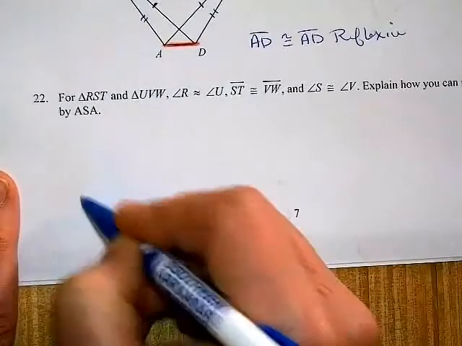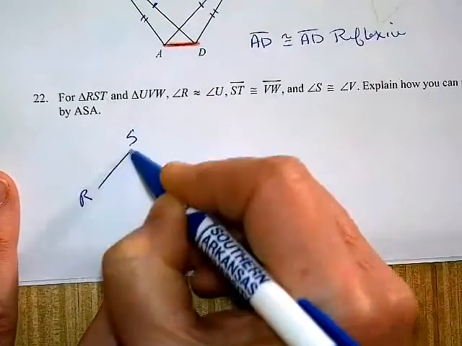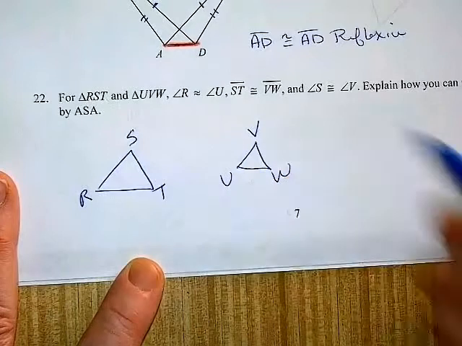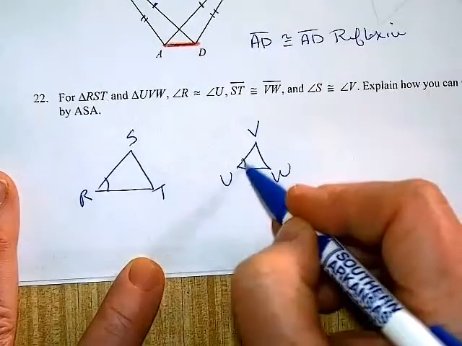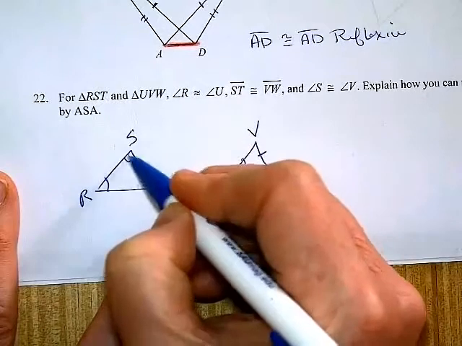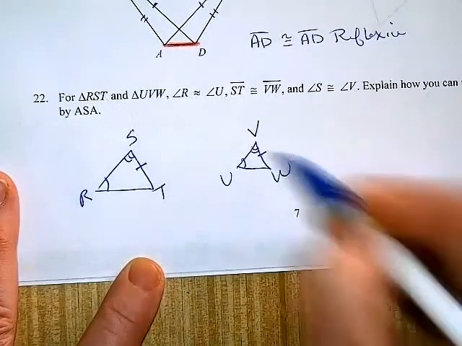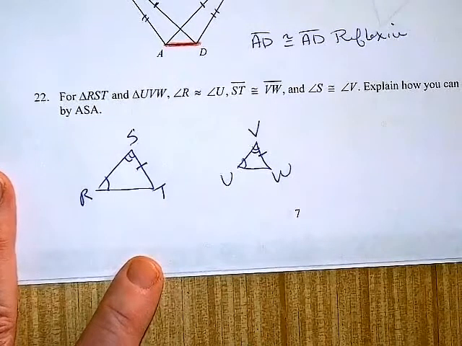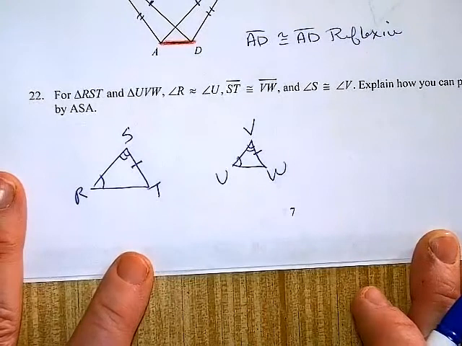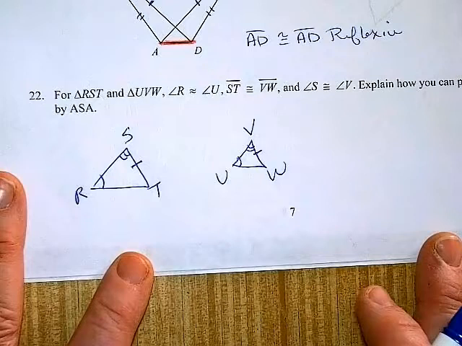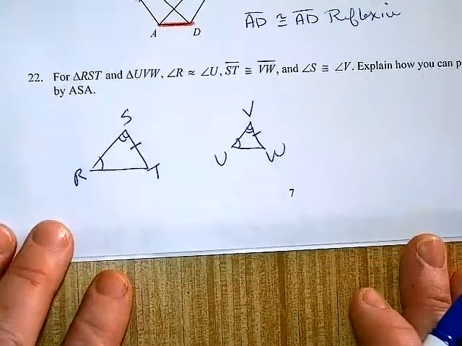Everybody good? Let's draw these out. 22. RST, UVW. R is congruent to U. ST is congruent to VW. And S is congruent to V. How can you prove they're congruent by angle, side, angle? How can you prove these are congruent by angle, side, angle?